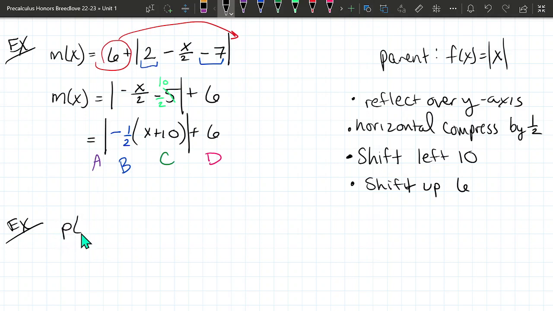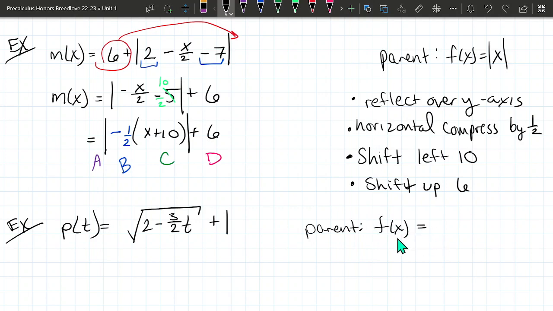This time I have P of t. Still the function. Thank you. We have the square root of 2 minus 3/2 t, all of that's under the radical, plus 1 on the outside. All right, so we know that the parent, f of x, equals, or f of t, I guess. I'm going to write it as an x. Square root of x. If you had t's in there, it doesn't really matter.